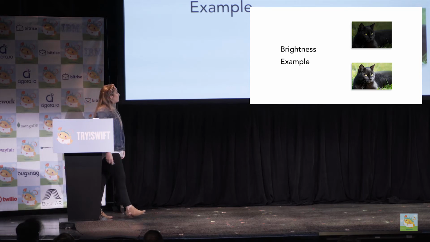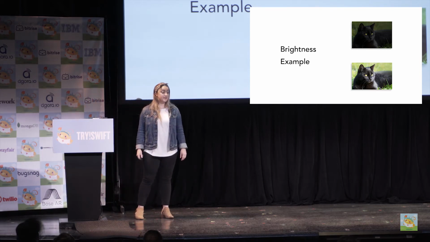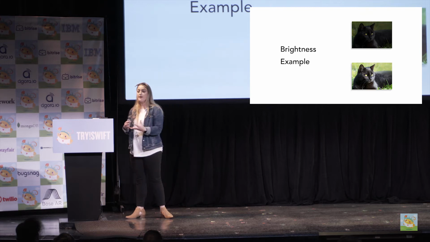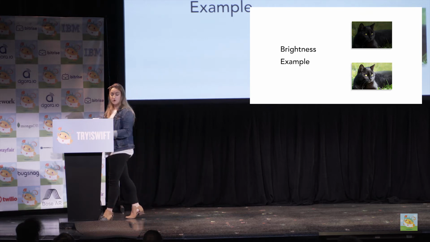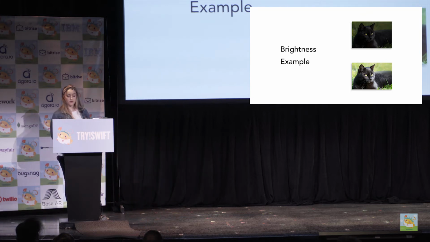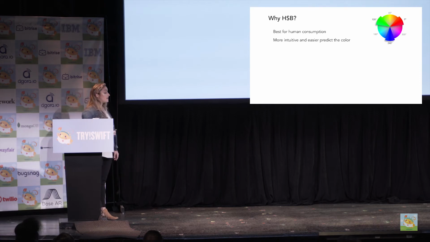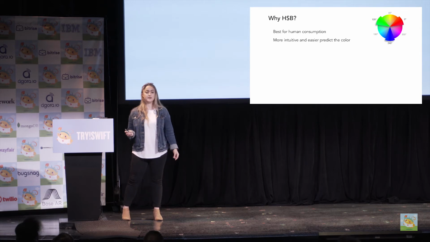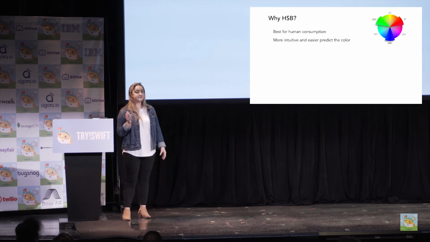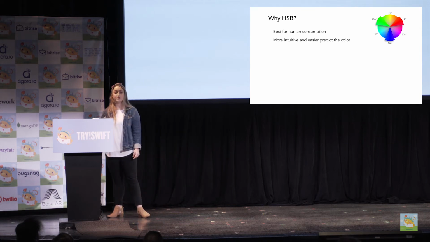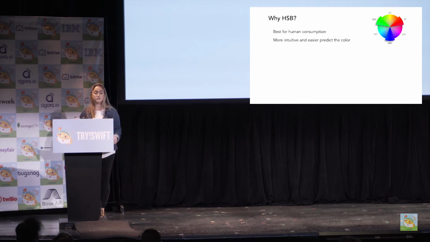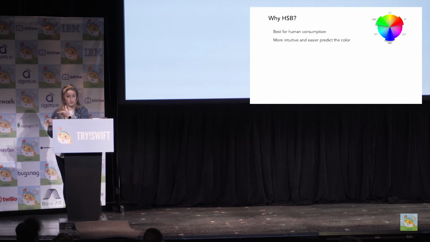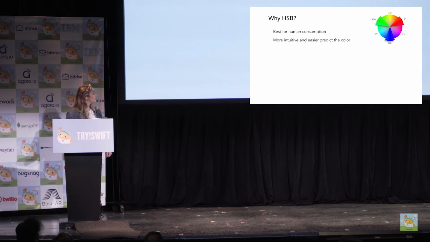So now that we've explored all of the components of the HSV color space, let's talk about why you might choose this color space over, say, RGB. Well, the HSV color space is actually just a simple transformation of the RGB color space. And it was designed for human consumption so that you can more easily predict the color that will be output when you're just looking at each of the components, hue, saturation, or brightness.